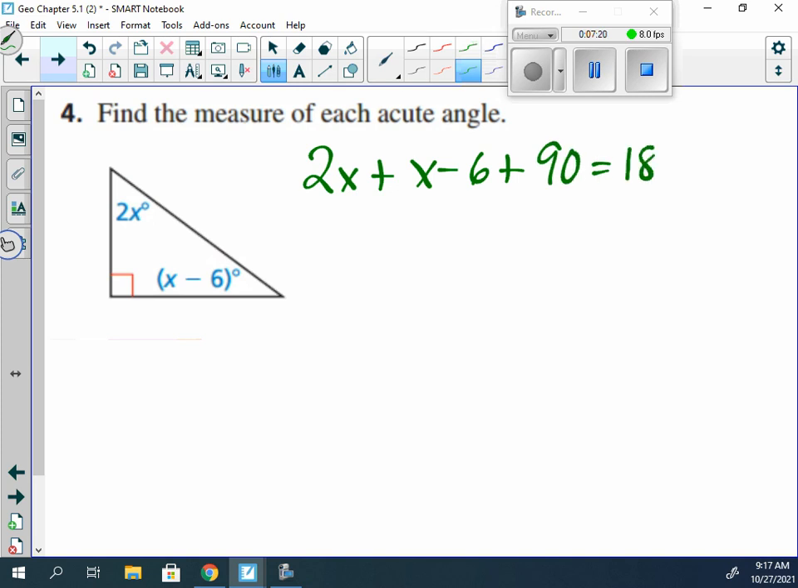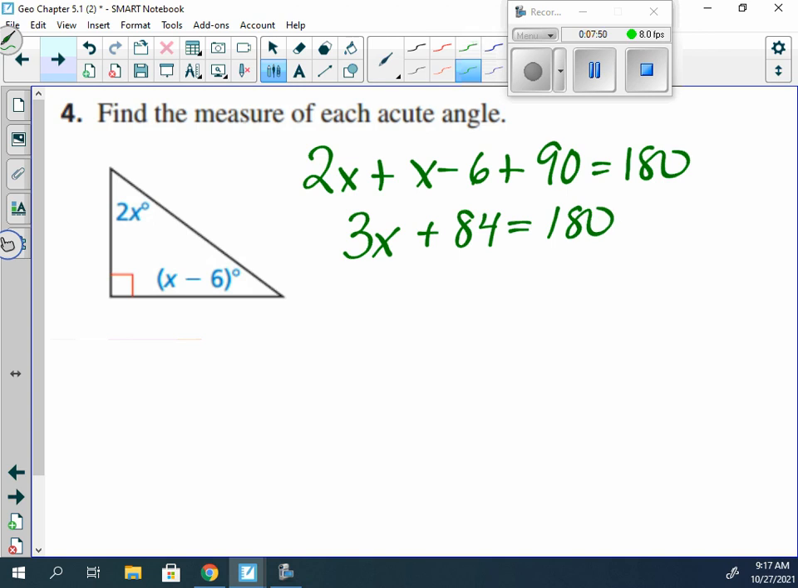Is equal to 180. So even though they are not all numbers, we don't have numbers for 2 of them, we only have a number for 1 of them, we can still find out what x is. Well, 2x plus x is 3x. Negative 6 plus 90 is plus 84.